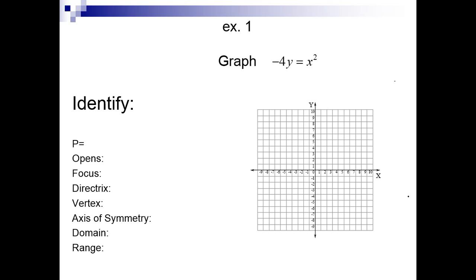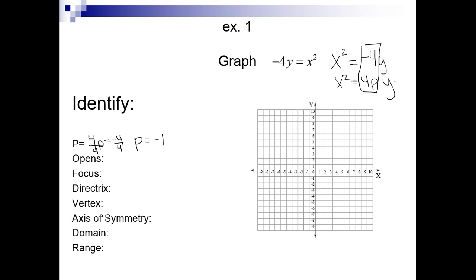So, I'm going to want to make this look like the standard form. So I'm going to rewrite it, just kind of flip-flop my equation around. Now, to find my p-value, I'm going to rewrite, just like we were doing on the last slide, and put these two equal to one another. So I have 4p equals negative 4. So if I solve for p, I get p has to be negative 1. So I have found my p-value.